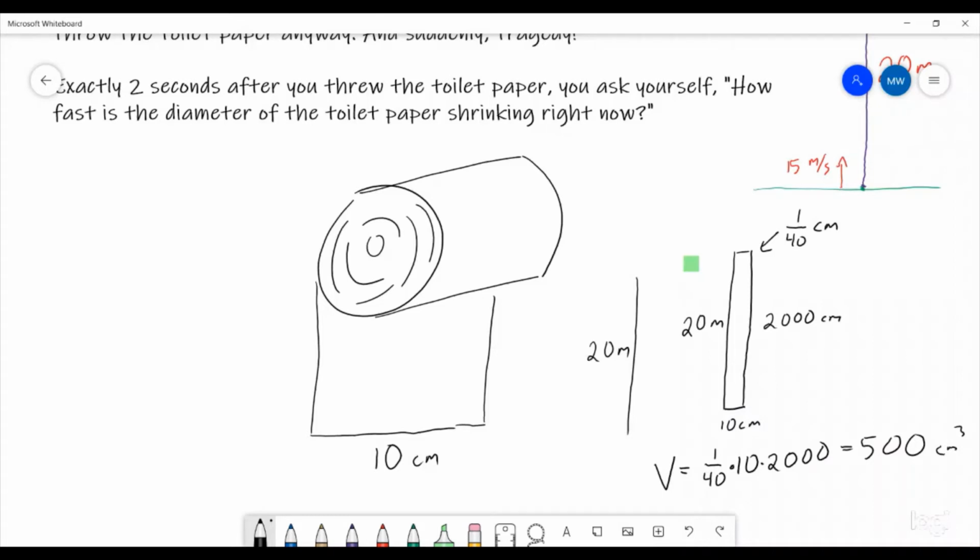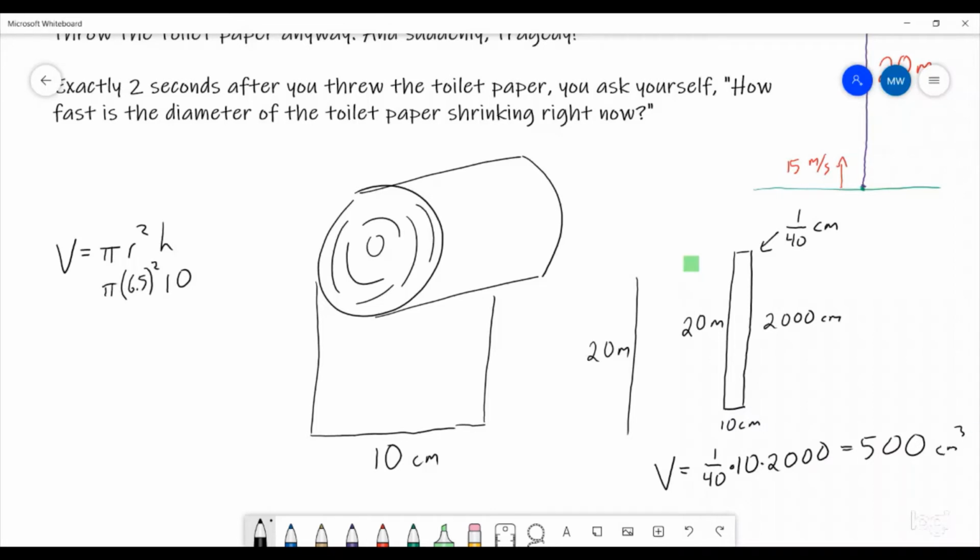And now the question is, is that all of the toilet paper? Well, let's figure out what the original volume of the toilet paper is. So the volume of a cylinder is not 4/3, that's of a sphere. So the volume of a cylinder is pi radius squared times the height. In this case, the height is 10. The radius is going to be half of 13, so that's 6.5.